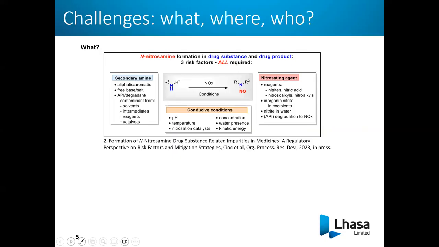Firstly, there needs to be a secondary amine source. I should say it's usually a secondary amine, but actually other nitrogen-containing functional groups can also pose a risk. Then what these authors term conducive conditions, a term I'll continue to use throughout my slides: things like pH, temperature, water, and finally a nitrosating agent. These can be found in reagents in the form of nitrites or nitrates, in excipients as inorganic nitrites, or through a degradation pathway of the API itself, a nitro group, for example.